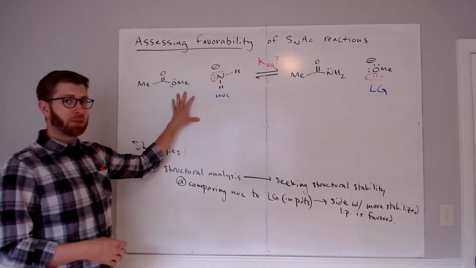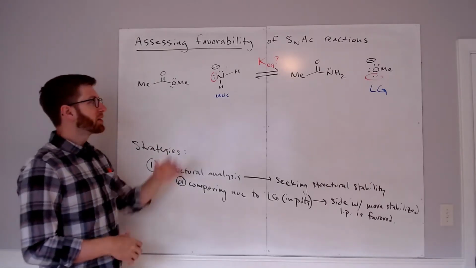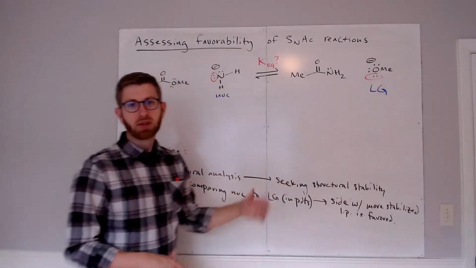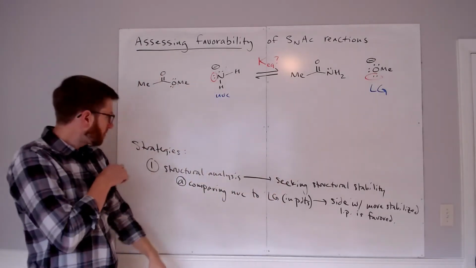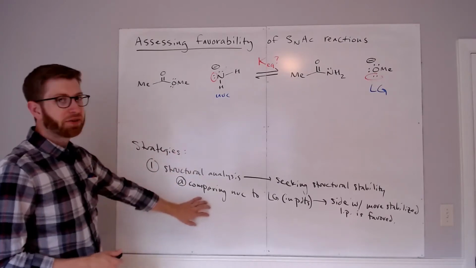This is not acid-base chemistry. This is a SNAc reaction. But we're looking at anion stability because that seems to still be relevant to this particular kind of process. So let's actually implement our analysis in this example problem using our framework here.